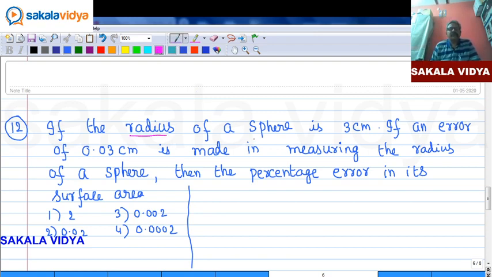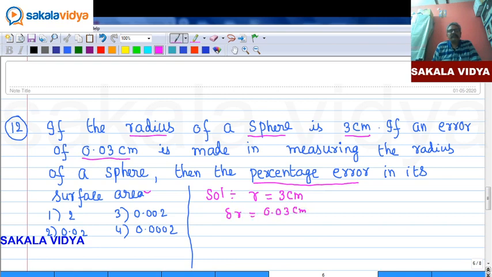The radius of a sphere is 3 centimeters. Error in radius is 0.03 centimeters. Then the percentage error in the surface area we need to find out. So that means actually solution follows like this. Radius of the sphere r is equal to 3 centimeters. Error executed delta r is equal to 0.03 centimeters. The percentage error in surface area delta s by s into 100, you need to find out. Surface area of a sphere is s is equal to 4 pi r square.